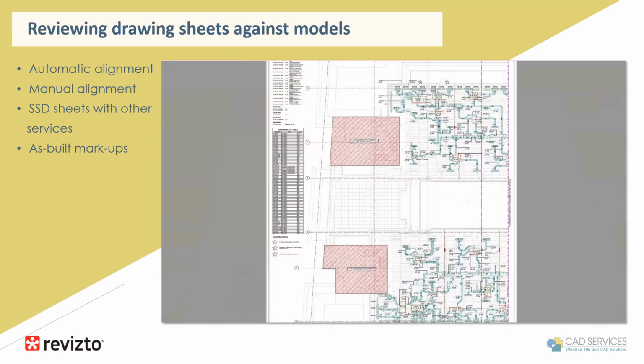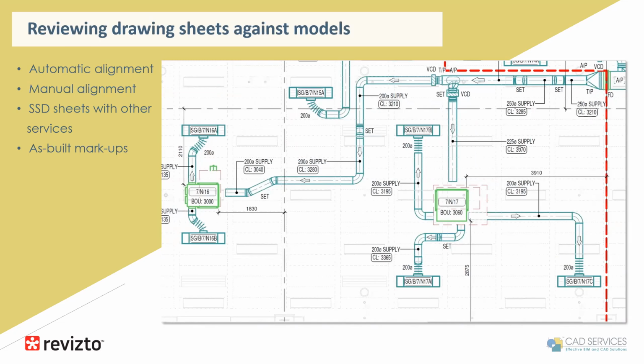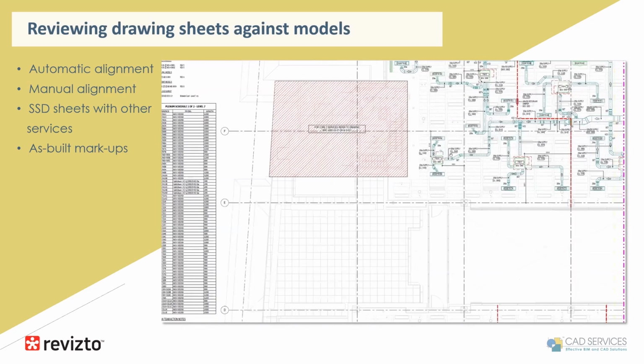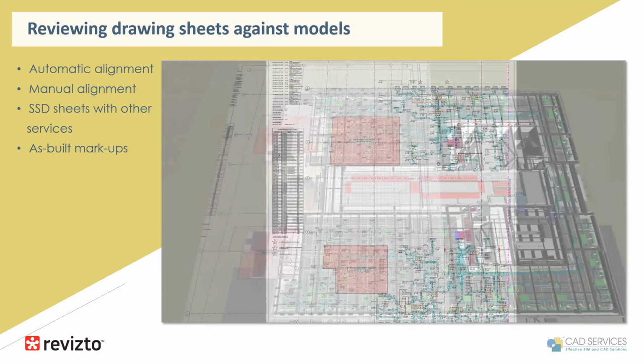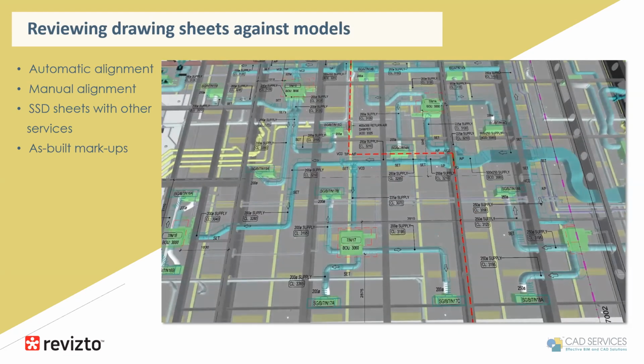Sometimes we do not have access to other trades' CAD files in their native format. In these scenarios, we can overlay PDFs directly into Revizto and align them to the building quickly and easily. Revizto gives us anchor points which we can tie to the sheet and then drag those anchor points over the model, aligning the PDF to the building. The whole process only takes about a minute or so.